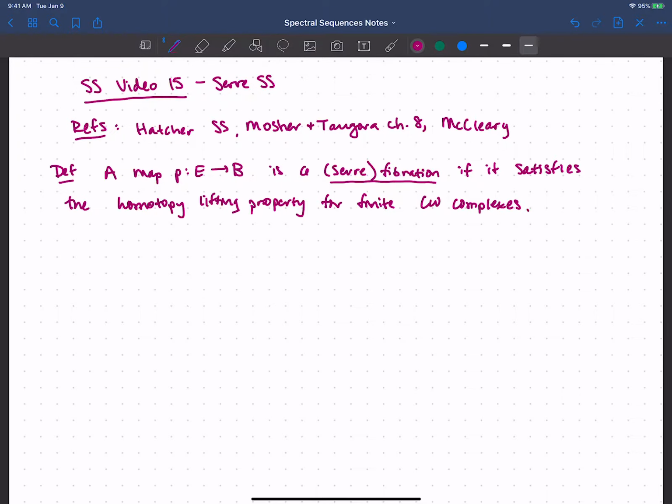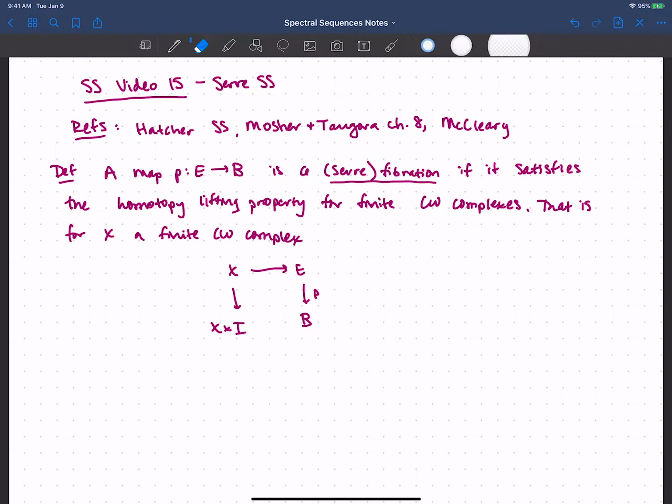So what does that mean? Well, if I have some X, a finite CW complex, then anytime I have this commuting square, where I've got P here on the right, and here this is going to be the inclusion at 0 into X cross I, then I should have a lift. So that means there exists a map here, making the diagram commute. And this is called a Serre fibration.